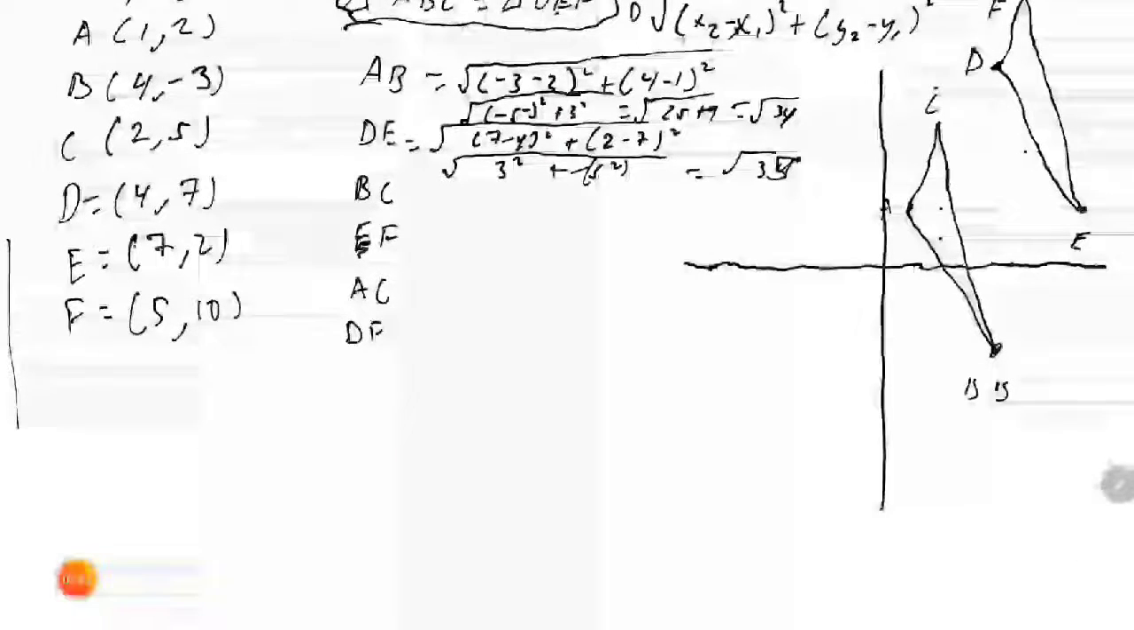But to show that they are congruent, all these segments need to be the same. Or these three pairs need to be the same. This pair, so pair 1, pair 2, and pair 3.